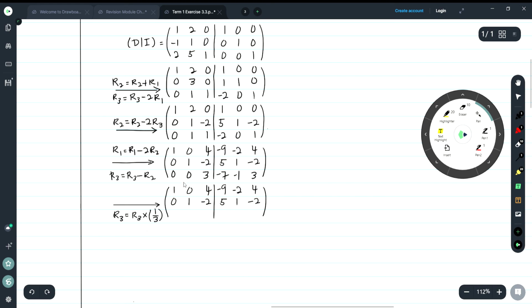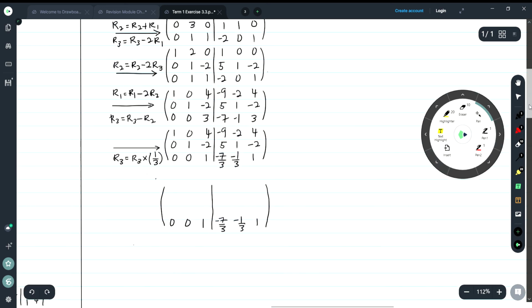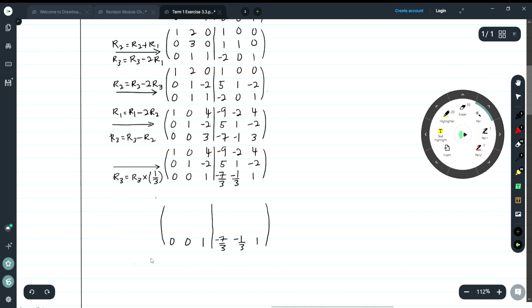Okay. So automatically 3 will become 1 because 3 times 1 over 3. Okay, next. All the 3 elements on the right hand side will be divided by 3. So minus 7 over 3, minus 1 over 3, and 3 over 3 is 1. Okay, this will be the last step.